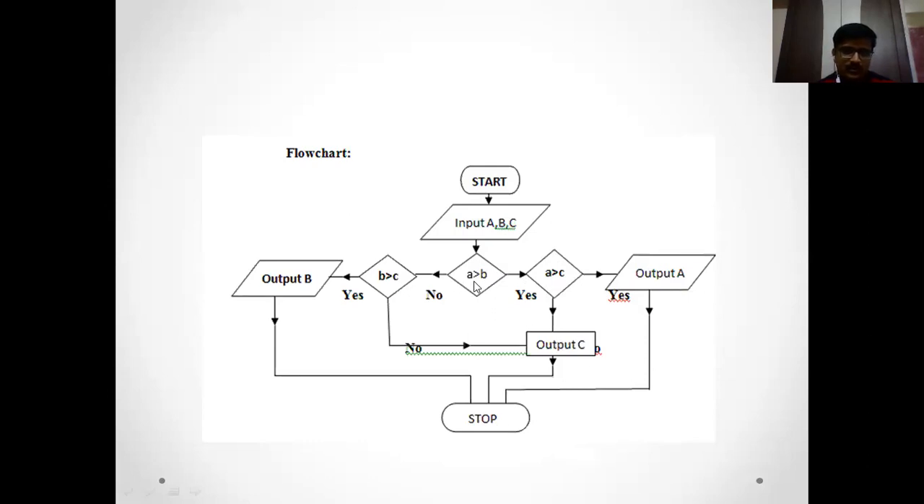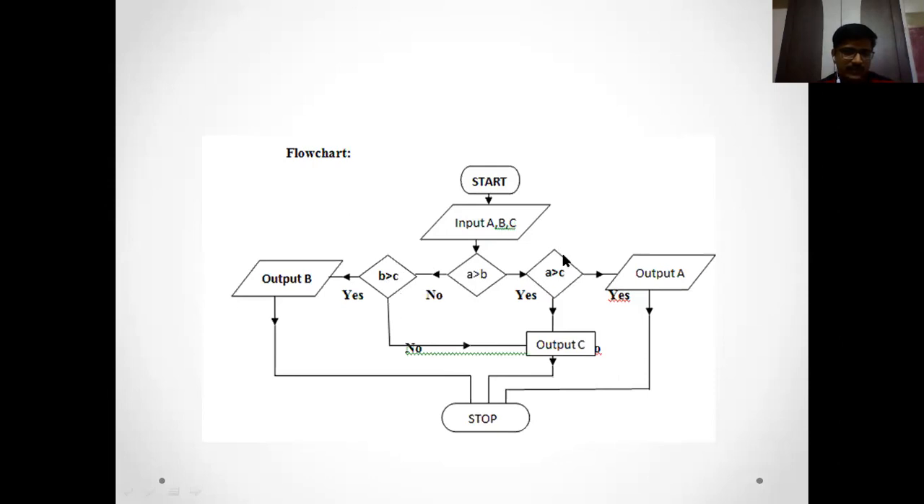Similarly, if A is greater than B is false, then I need to check whether B is also greater than C. If B is greater than C, yes, then the output will be B and stop. If A is greater than B is false, and B is greater than C is also false, that indicates that C is greater than A. Therefore it will go to the no, that is output C, then stop. So this is how the decisions are done.